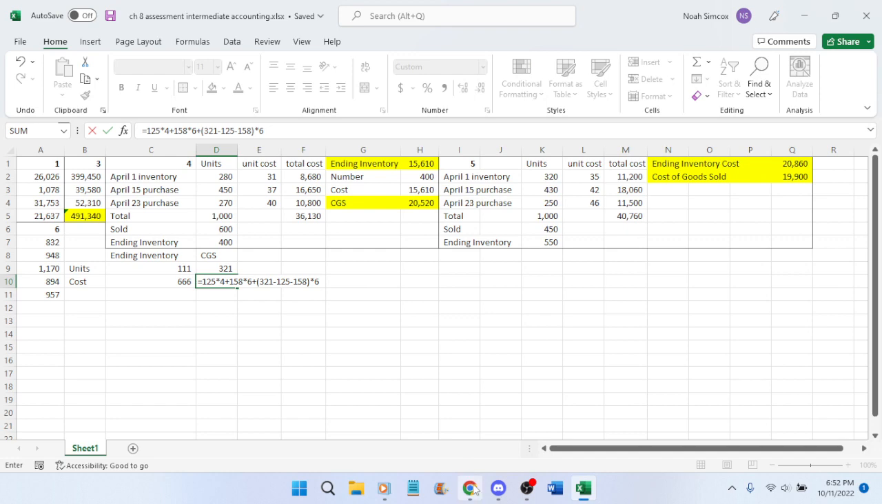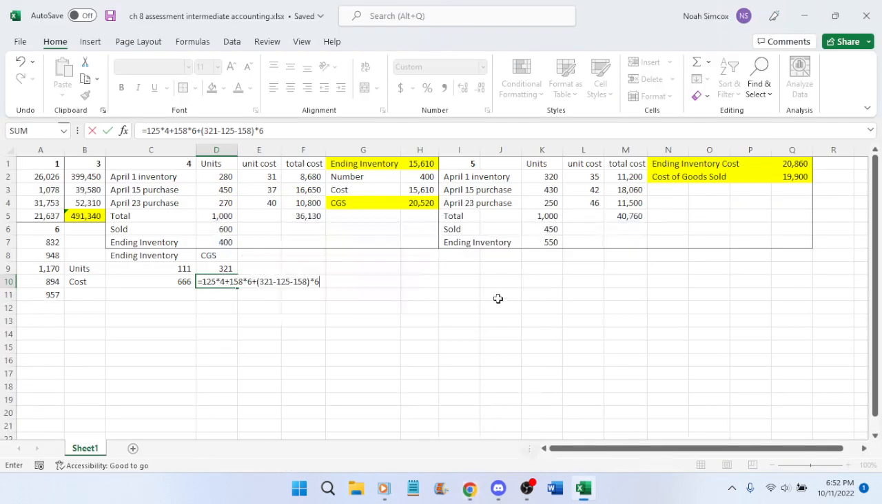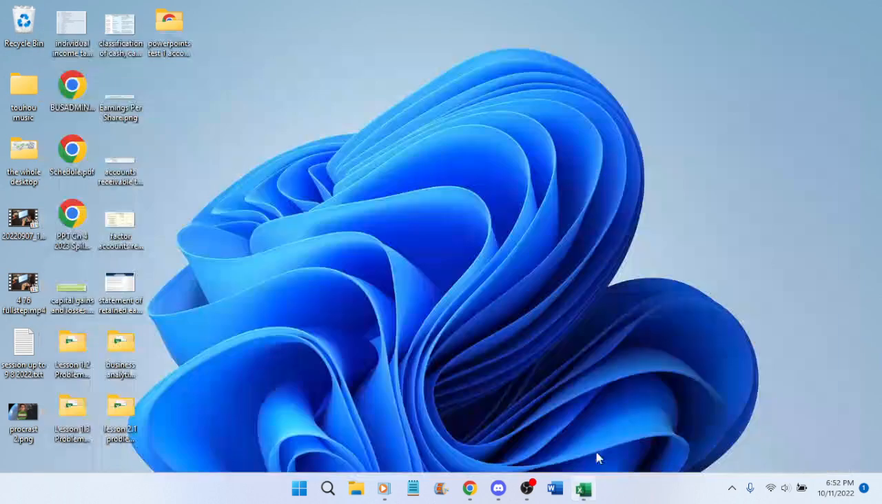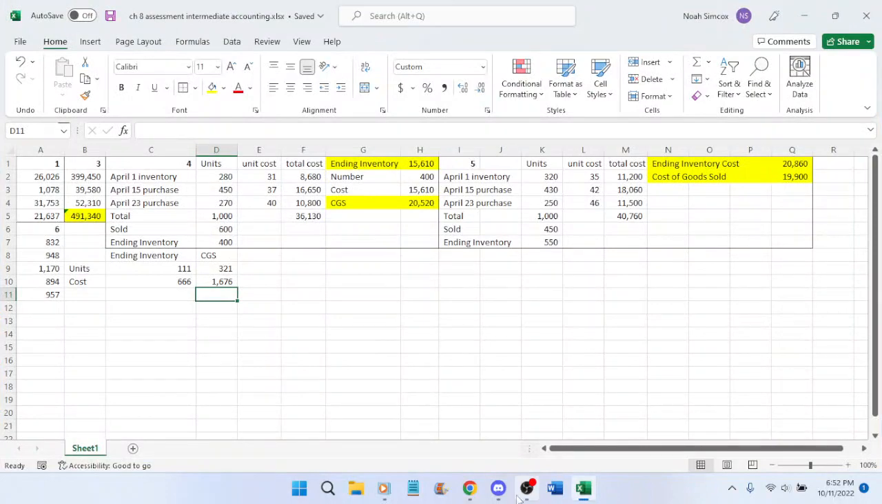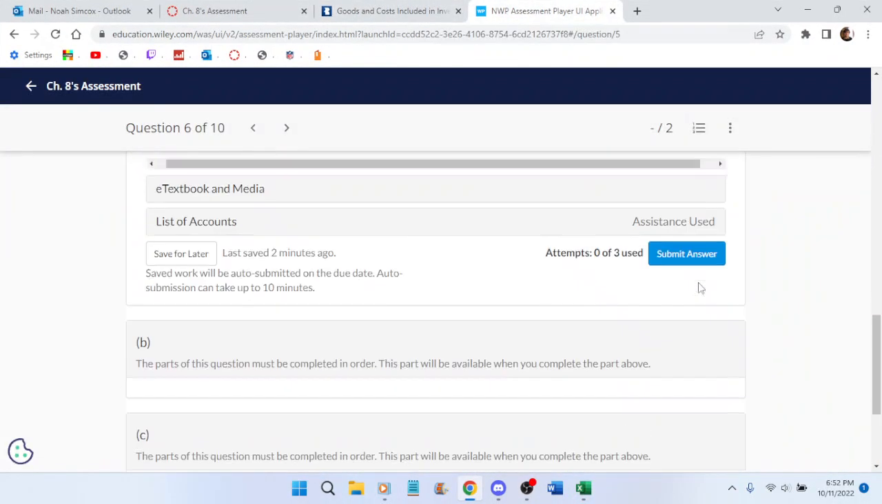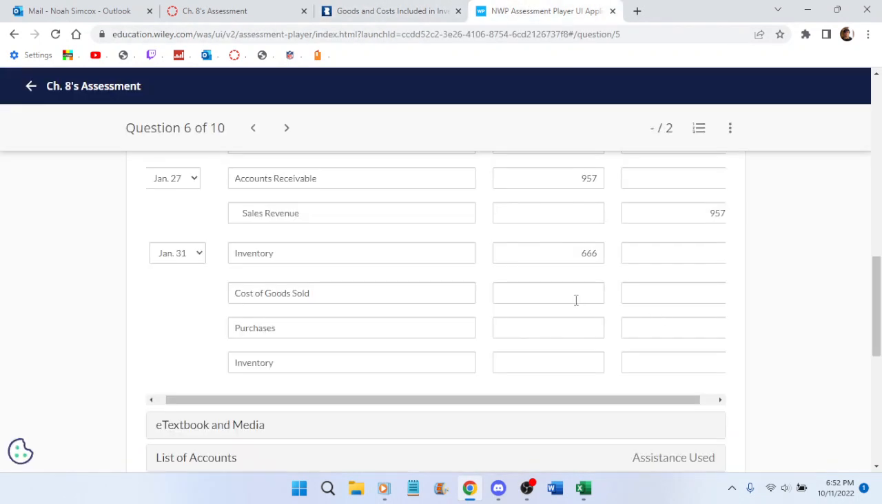Both of them are times 6, of course. Purchase times 6, purchase times 6. That was a complicated calculation. Dang it. Please be right, dang it. 1676. Please be right. 1676.